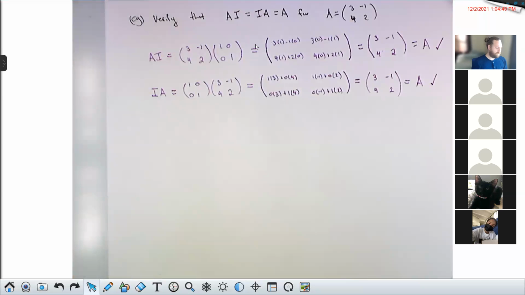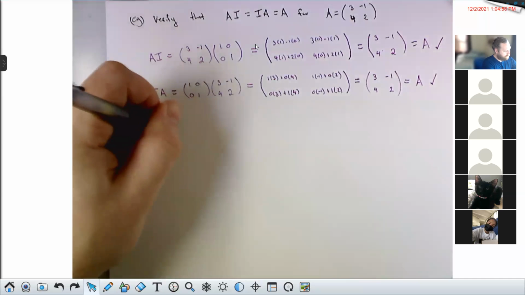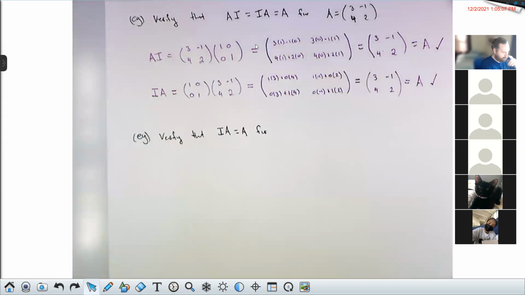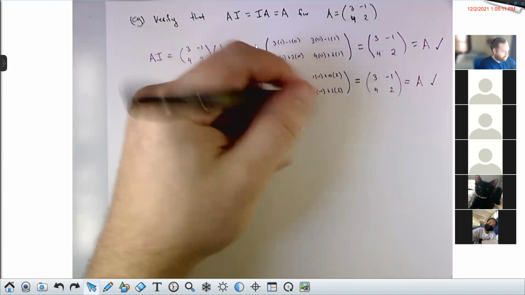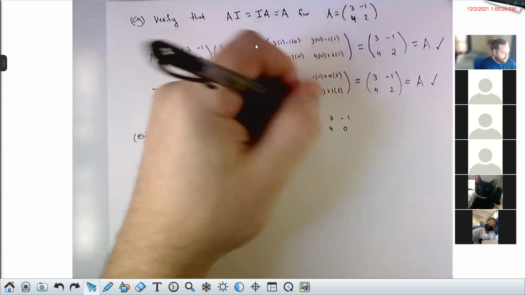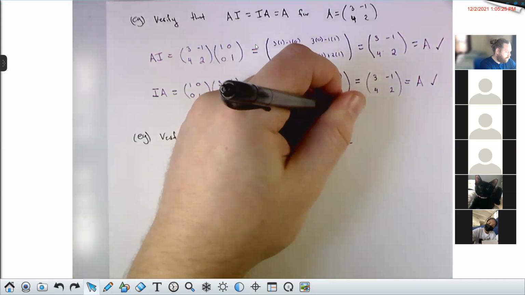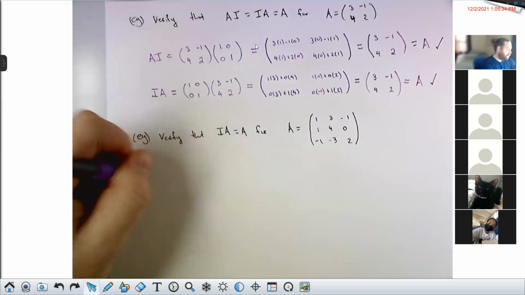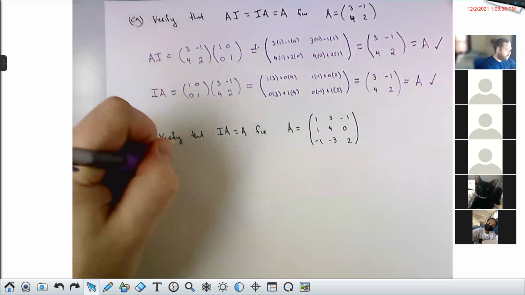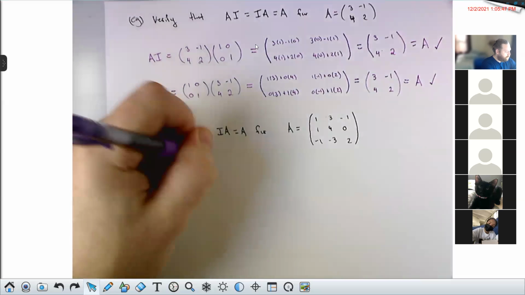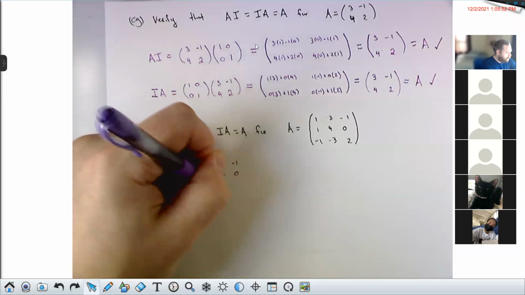A 3 by 3, I can do it. It'll take a little bit of time. Let's just do it. Maybe I'll do just one direction. Let's verify that IA is equal to A for the 3 by 3. 1, 3, negative 1, 1, 4, 0, negative 1, negative 3, 2. It's really just more practice with matrix multiplication here. So I times A. Now we're talking about the 3 by 3 identity. That's 1, 0, 0, 0, 1, 0, 0, 0, 1 times A, which is 1, 3, negative 1, 1, 4, 0, negative 1, negative 3, 2.